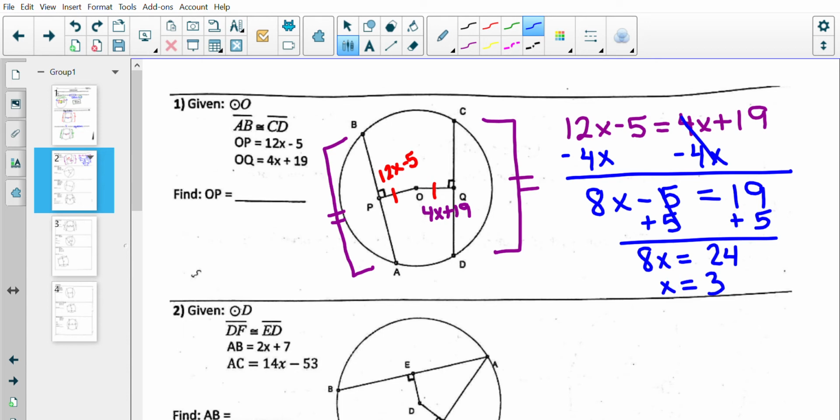Now be careful, I wasn't asking for x. What was I asking for? We were asking for the length of OP. Well, we know OP is represented by 12x minus 5. So we're going to say 12 times 3 minus 5. 36 minus 5. And we are going to simplify it all the way down to 31 units long.